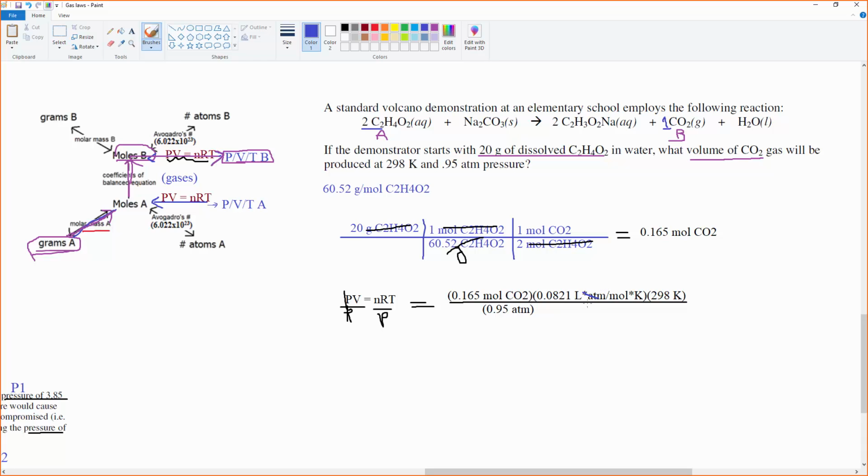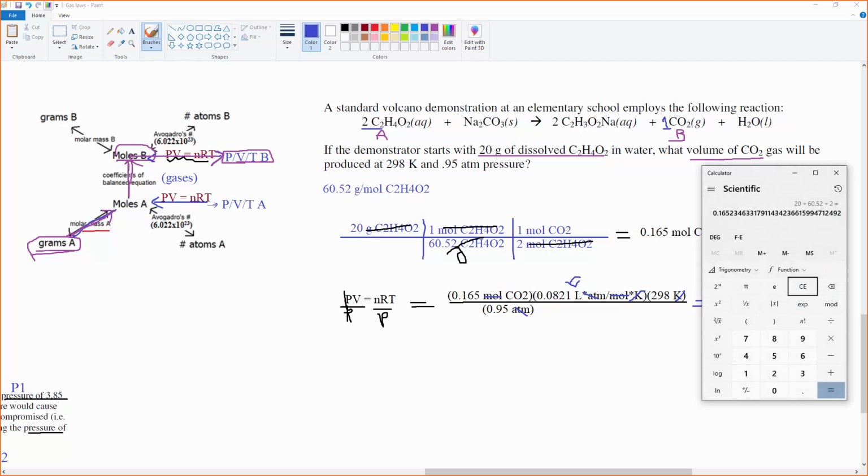I won't deny it. Atmospheres divided by atmospheres cancels. Moles divided by moles cancels. Kelvin divided by Kelvin cancels. I'm left with liters on the top, which is just what I wanted. Nicole got 4.2 liters. Let's see if that's what we got.